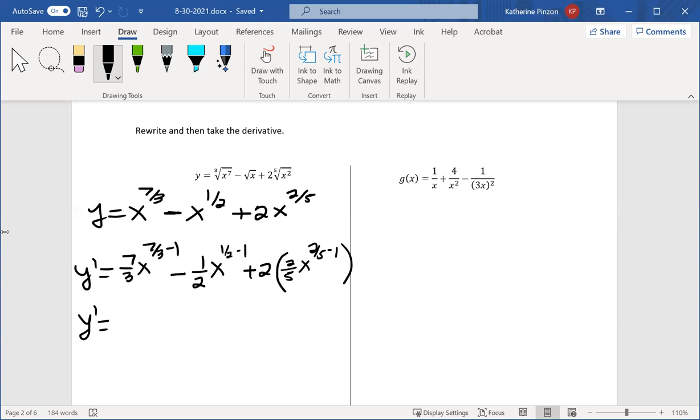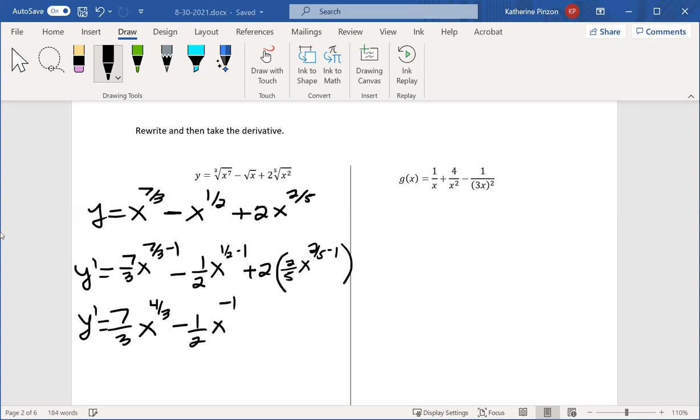If you are not good at fraction addition, then you should make sure your calculator is. And you should put this in your calculator. 7/3 minus 1 gives me... What do you get when you do 7/3 minus 1? 4/3. Okay, minus 1/2. 1/2 minus 1 gives me negative 1/2.